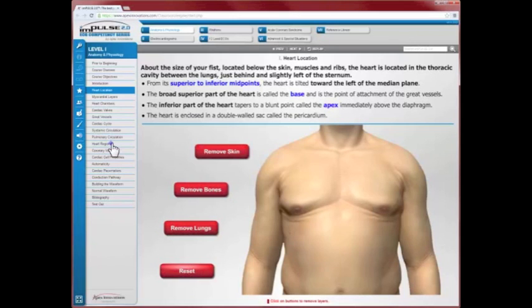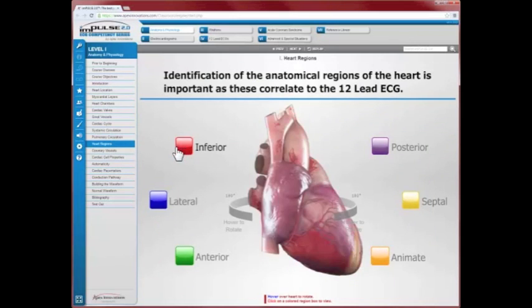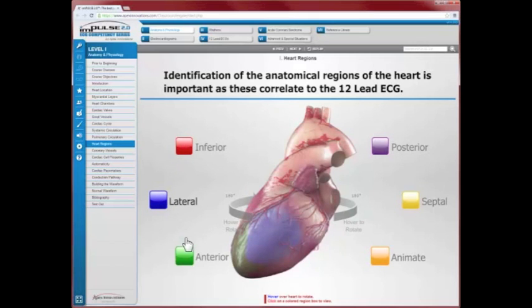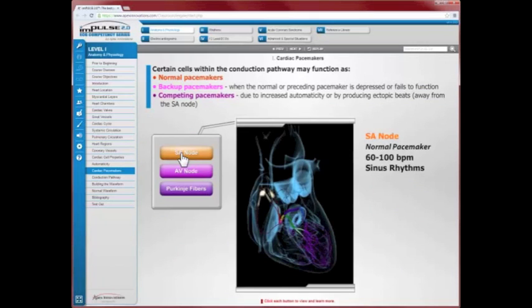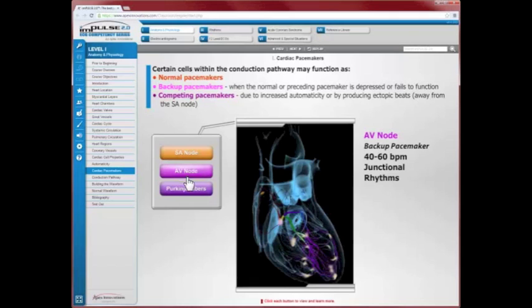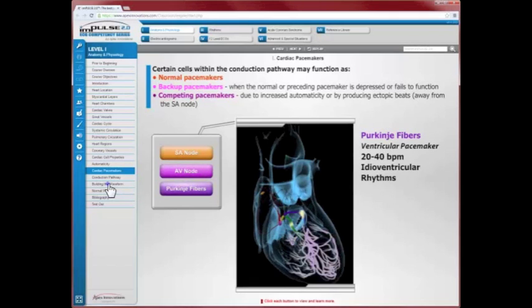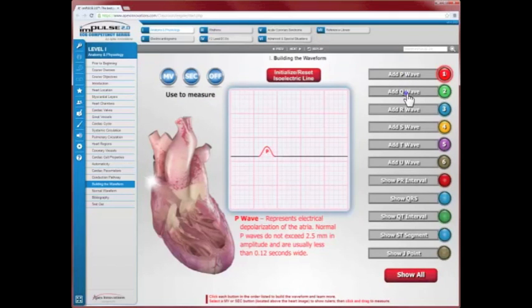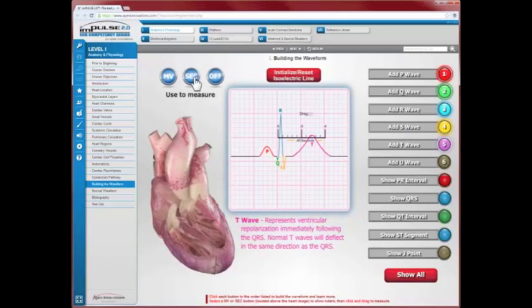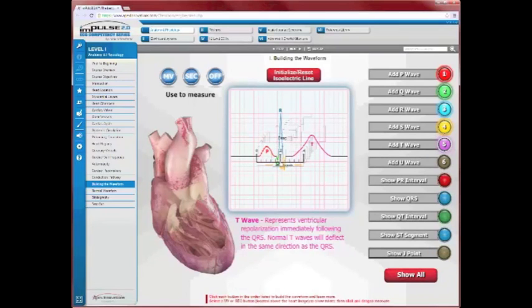Level 1 expands knowledge by providing a visual and virtual educational presentation of heart anatomy and physiology. This educational experience presents anatomical structures of the heart with interactive 3D graphics and clear, easy-to-understand supporting information. You will learn cardiac physiology, including the cardiac cycle, circulation, conduction, and intrinsic pacemakers, and how to build a waveform, complete with on-screen calipers and waveform notes.